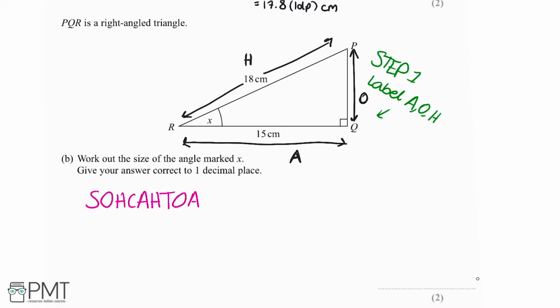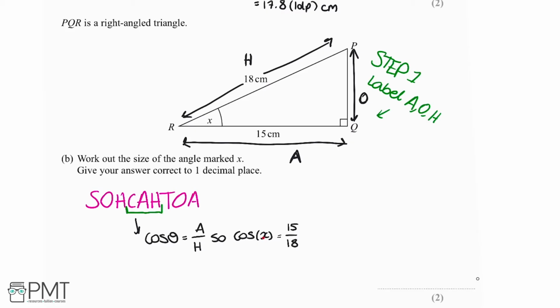So what information do we know? Well, we've got some information for the adjacent and for the hypotenuse. So this means we have to use cos, because that uses our information for the adjacent and hypotenuse. So what this means is that cos of some angle is the adjacent over the hypotenuse. So in our case, we're going to have cos of our angle x. And it's going to equal the adjacent over hypotenuse, so 15 over 18.